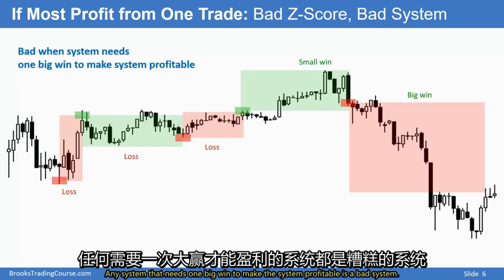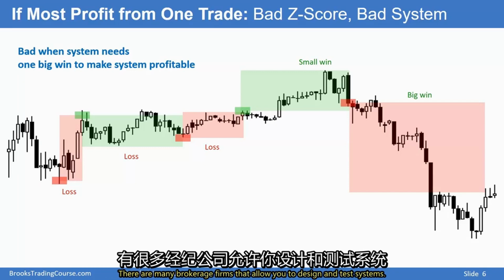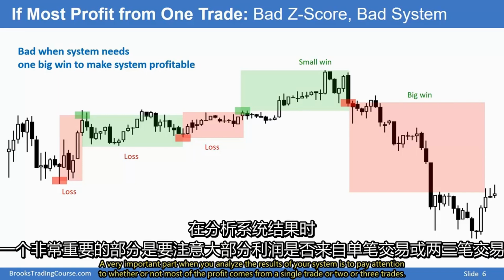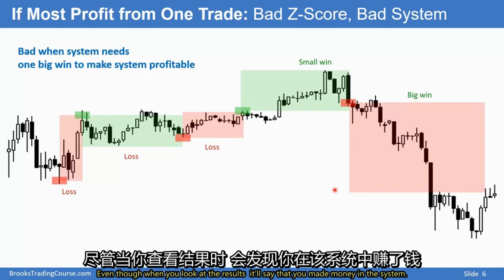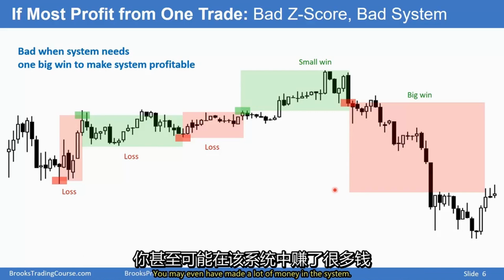Any system that needs one big win to make the system profitable is a bad system. There are many brokerage firms that allow you to design and test systems. A very important part when you analyze the results of your system is to pay attention to whether or not most of the profit comes from a single trade or 2 or 3 trades. If you need 1 or 2 big trades for the system to be profitable, it's a bad system and you should not trade it. Even though when you look at the results, it'll say that you made money in the system. You may even have made a lot of money in the system.